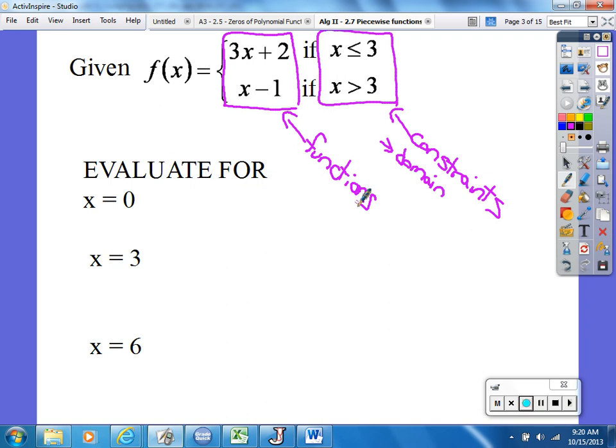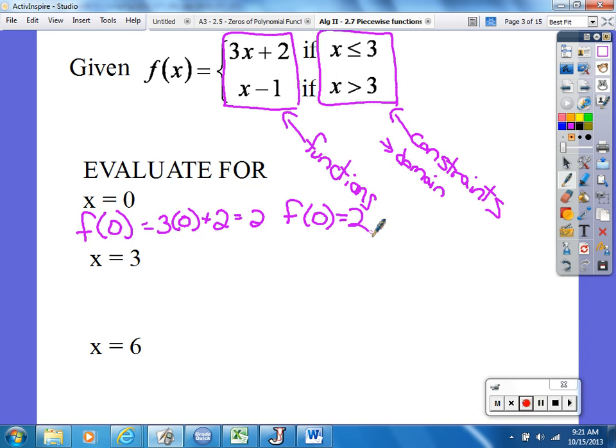So we're going to evaluate for x equals 0, or another way to say that is we're going to find f of 0. In your book, they like to write it in the function notation. So I want you to be able to see both and understand in both items there, I'm looking for x equals 0. So if I'm evaluating for f of 0, which one does the 0 fall into with my constraints first? Top or bottom? Top, right? So that means I'm only going to plug that 0 into the top function. I don't care about the bottom one. So 3 times 0 plus 2 is 2. So f of 0 equals 2.